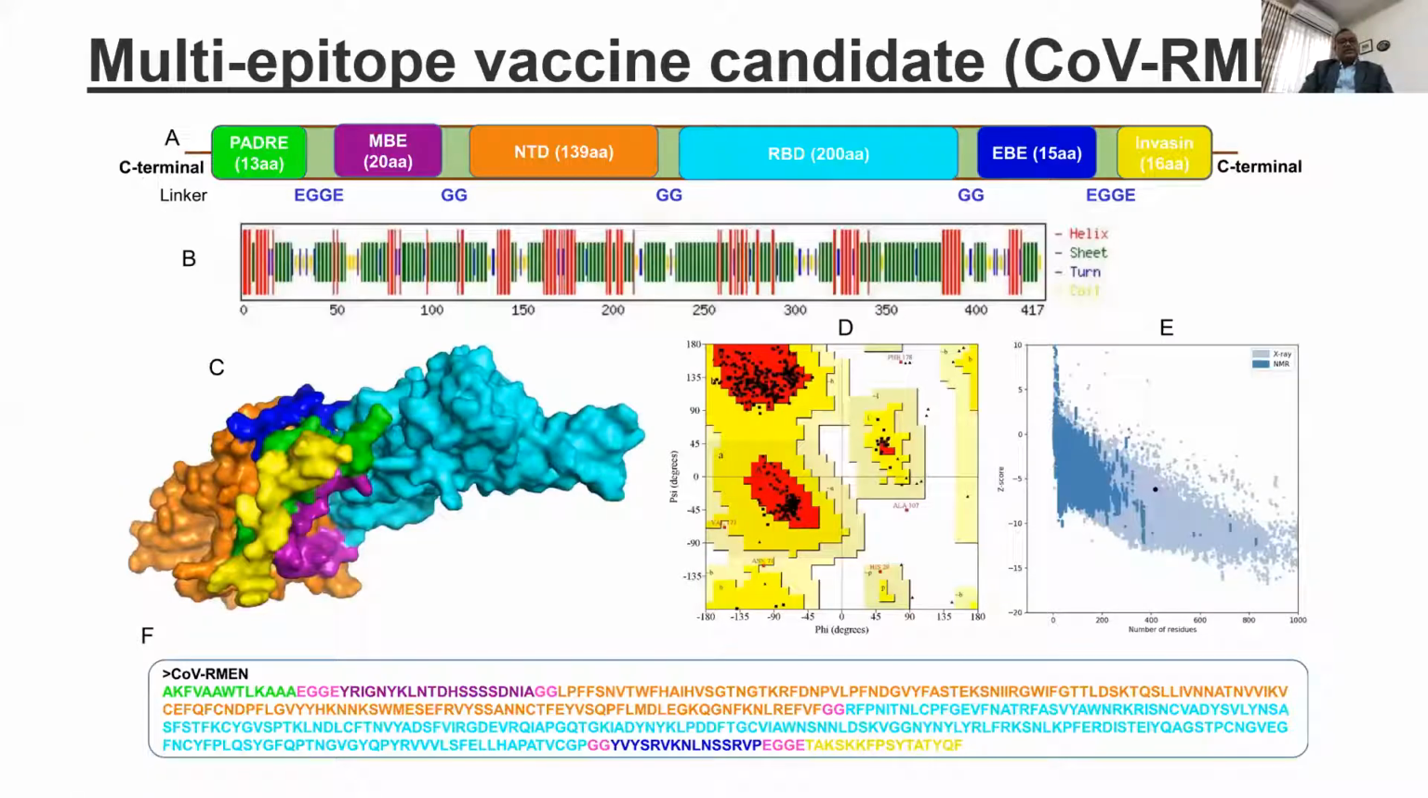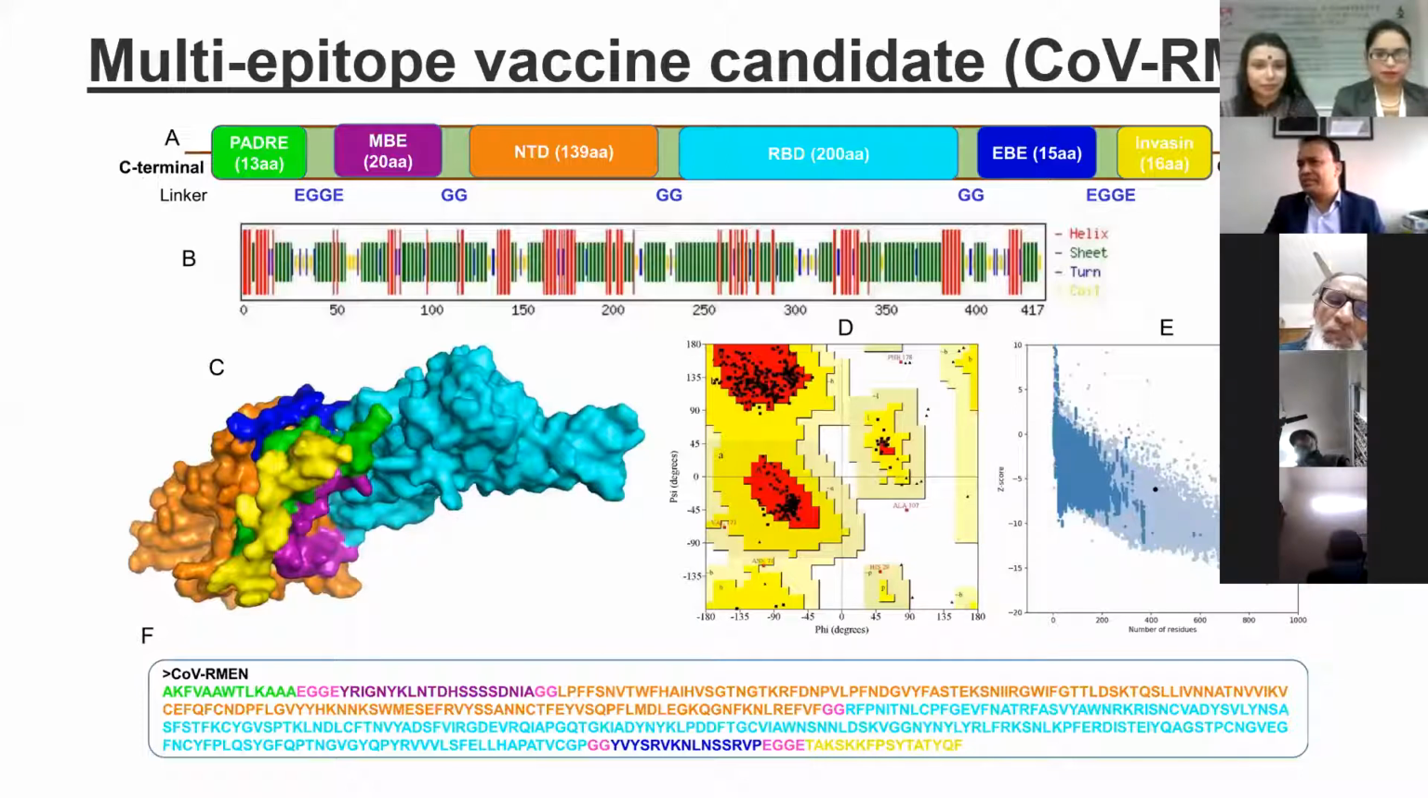Then we also tried to develop a protein-based vaccine candidate. We developed a chimeric protein, and we have published this paper in the Journal of Medical Virology. We have constructed the construct, and we are now expressing the protein. Our main target is to develop an ELISA-based kit for diagnosis of COVID-19.